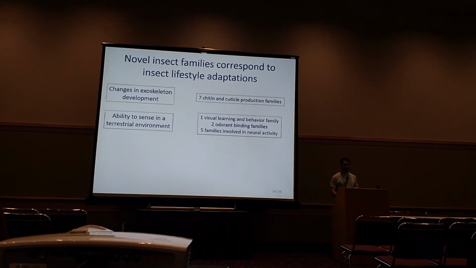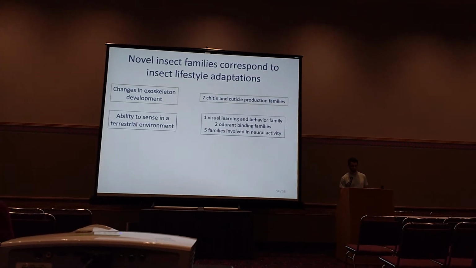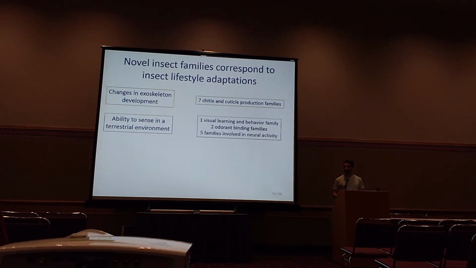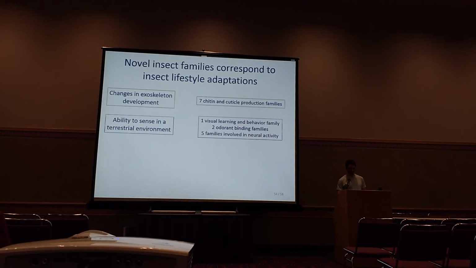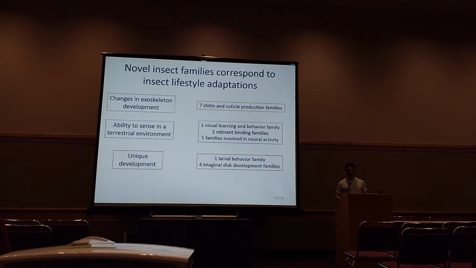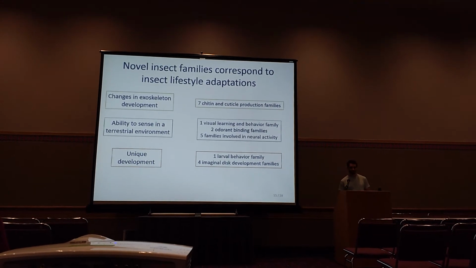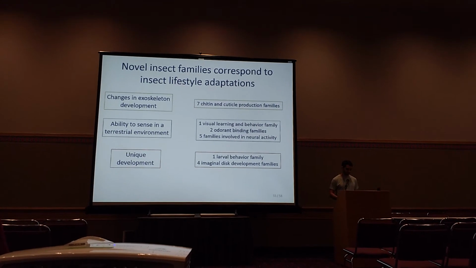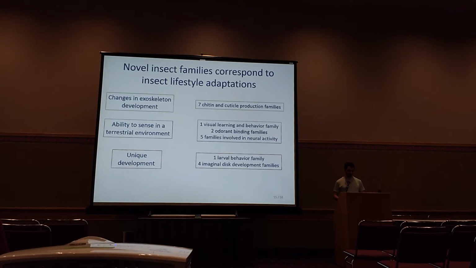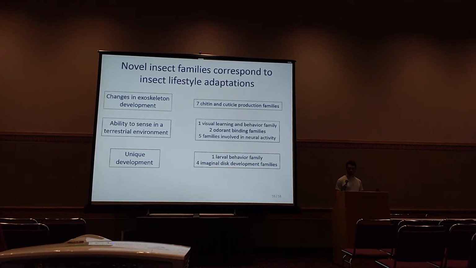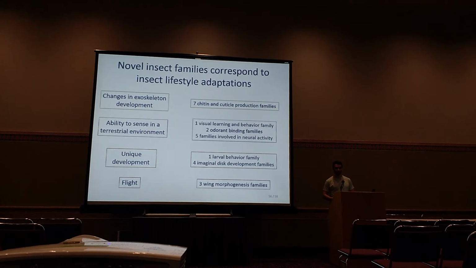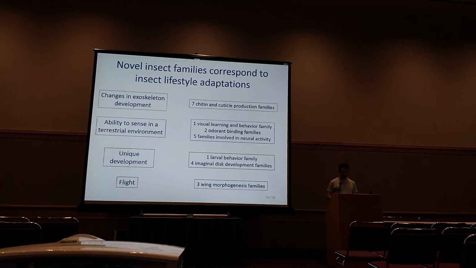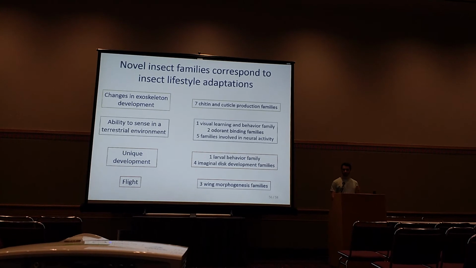Insects needed to evolve abilities to sense in the new terrestrial environment, and we find several sensory gene families that evolved along the Leica lineage. Insects also have unique developmental stages, with many of them undergoing a full metamorphosis. And we found 4 imaginal disc development families and 1 larval behavior family. One of the most interesting insect developments was flight, and we found 3 wing morphogenesis families that were novel to the insect lineage.